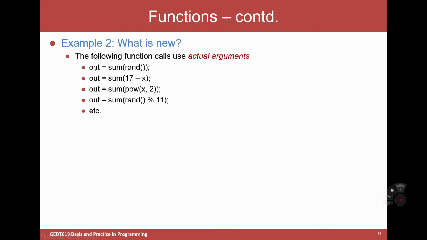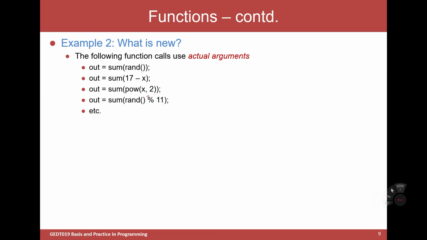Some other things here, you can say sum, and then you can give here some rand. Rand means call another function rand and generate some output, and that output is given as input to the sum. Also in the sum you can put as actual argument 17 minus x. Okay, this is an expression. Or you give another function, power. So how is this working?